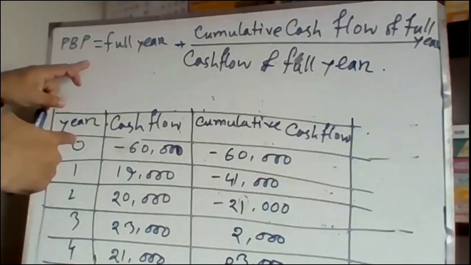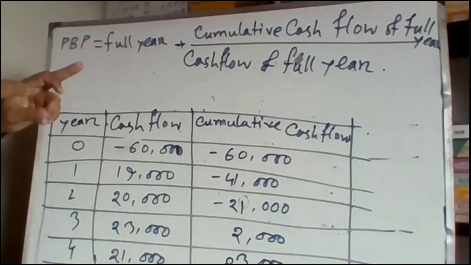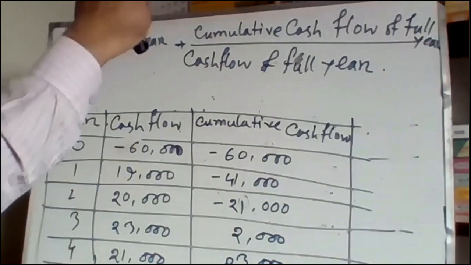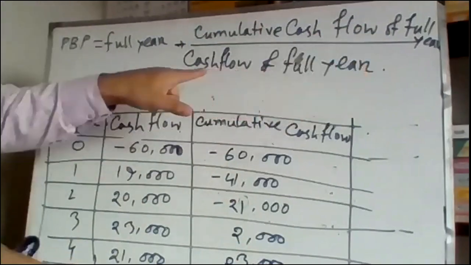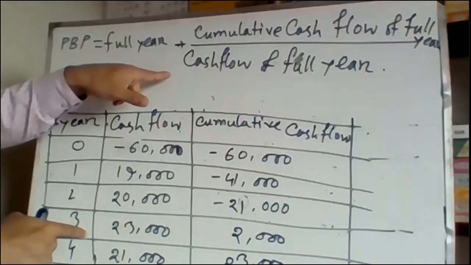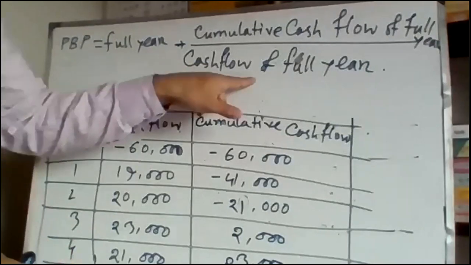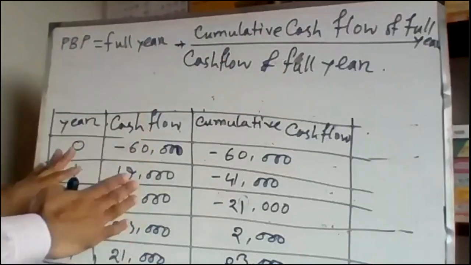Okay, which year is the full year, which figure will be the cumulative cash flow of the full year, and which figure will be the cash flow of the full year? We have to find that out from this table.